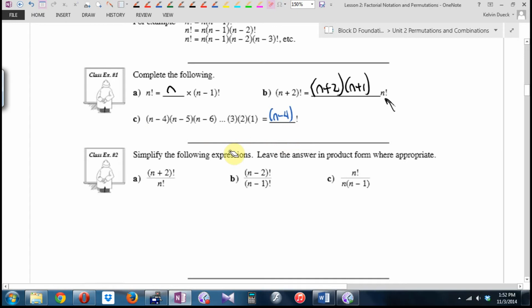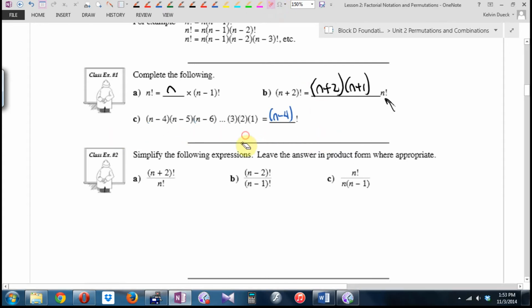Don't believe me? If you were to expand this, you would start with n minus 4. What's 1 less than n minus 4? Not n minus 3. What's 1 less than n minus 4? N minus 5. What's 1 less than that? N minus 6. And you would keep going. When would you stop? When you get to 3 times 2 times 1. It's the definition of factorial.